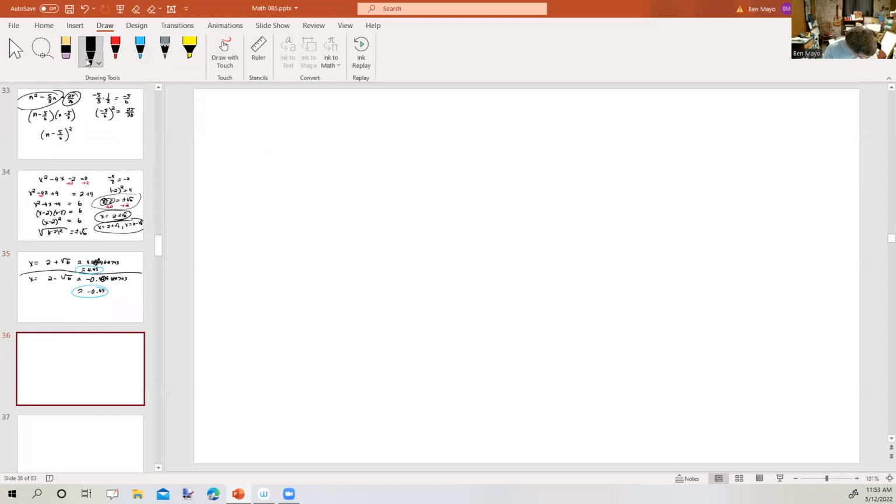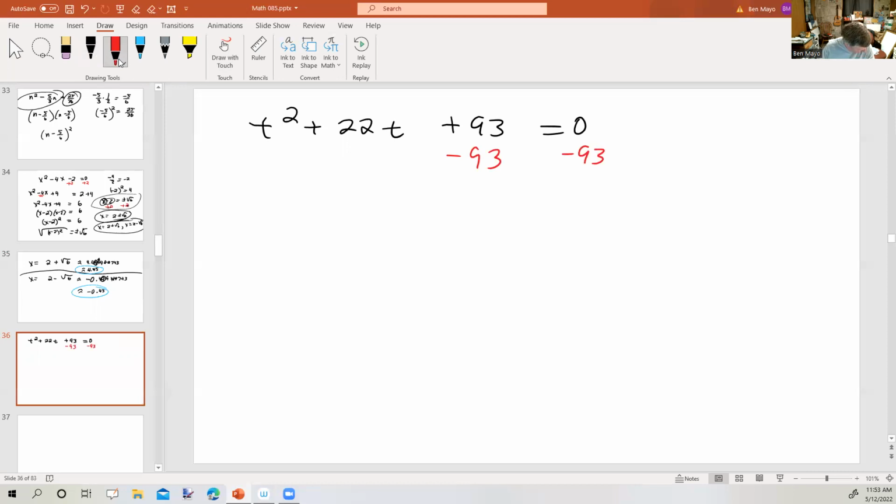Let's see here. t squared plus 22t plus 93 equals 0. So I have a leading coefficient of 1. That's good. But I need to move the constant term over. So I'm going to subtract 93. Subtract 93 from both sides of the equation. So now I've got t squared plus 22t equals negative 93.